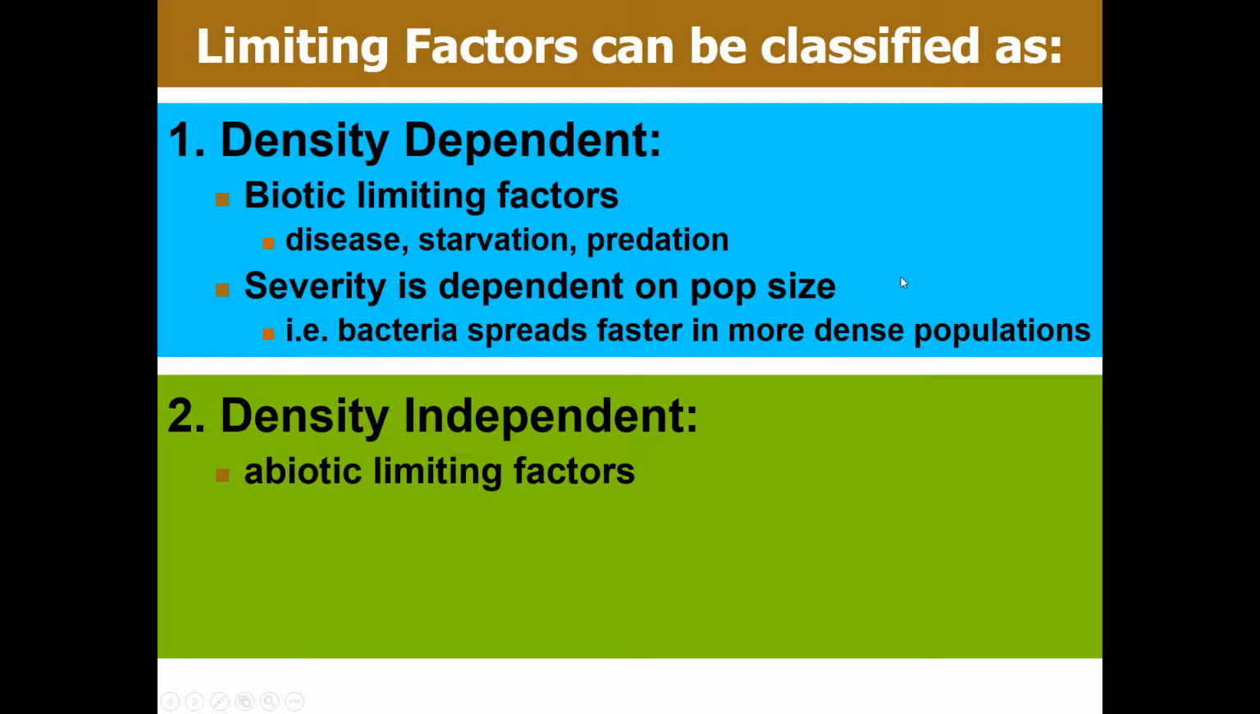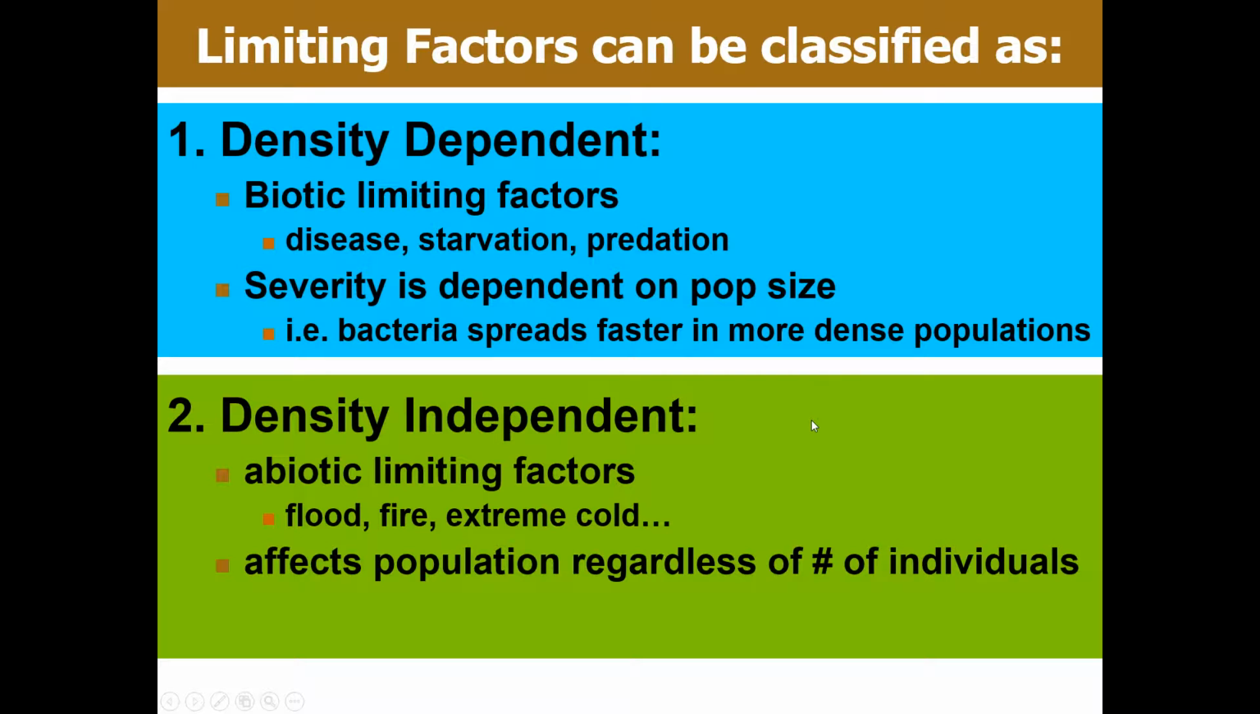Density-independent factors are abiotic limiting factors, like flood, fire, or extreme cold. This affects population regardless of the number of individuals. For example, if a flood came along and covered, let's say, all of Alberta, it doesn't matter how close or apart we are living, everyone would be affected by the flood.